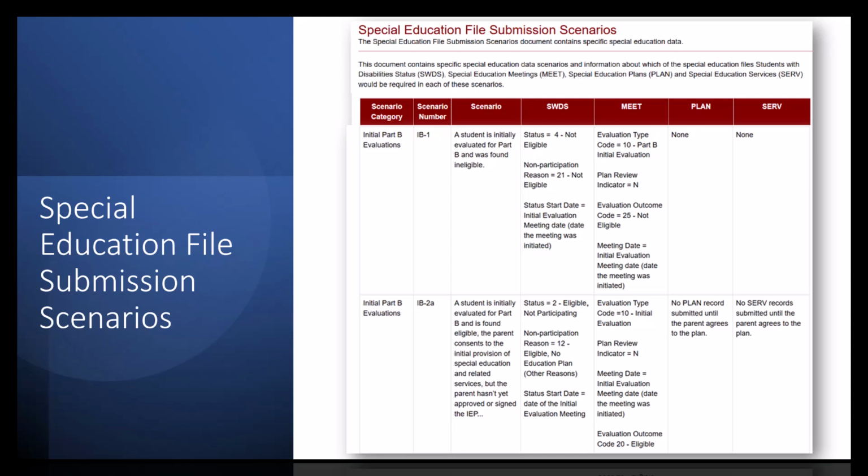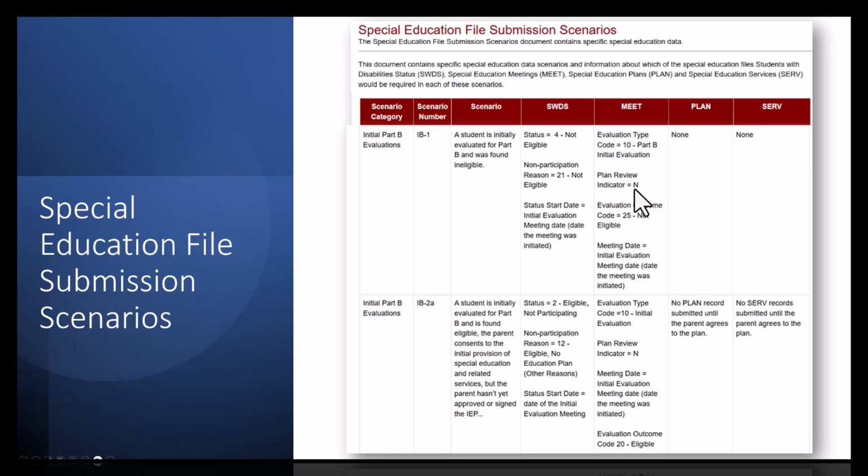In addition to the CALPADS error list, other resources may be helpful when troubleshooting errors. So for special education data, the special education file submission scenarios often tell you what files are required and detail which records must be submitted for this scenario. We can see here that initial Part B evaluations is the category. The scenario is a student is initially evaluated for Part B and was found ineligible. You can see in the center, there's the SWD status. It tells you what status to select and a non-participation reason. It will tell you that the MEET record should be submitted to show initial evaluation for Part B.